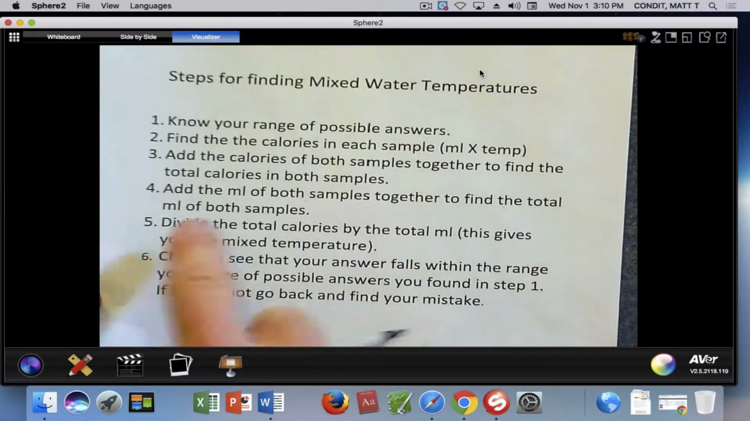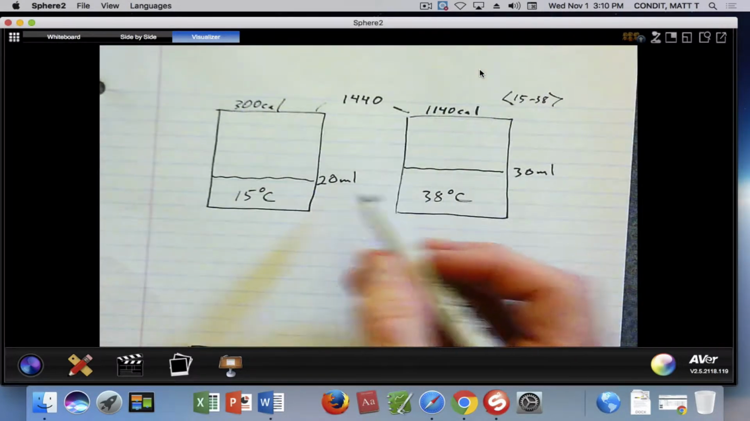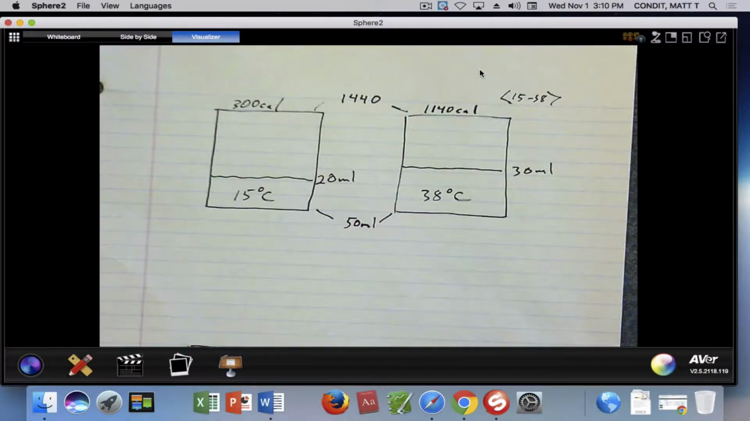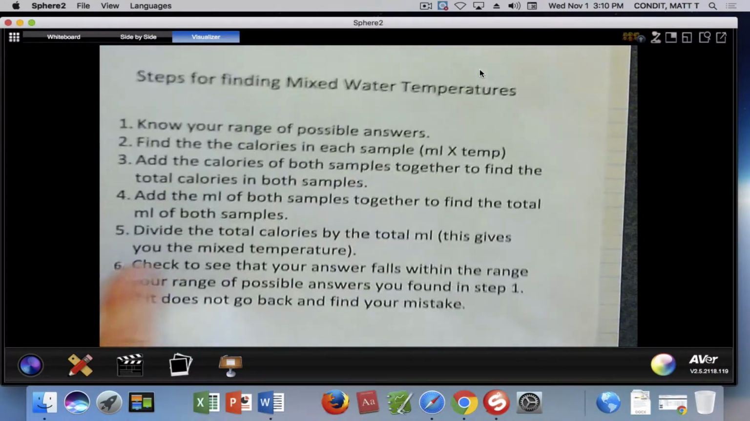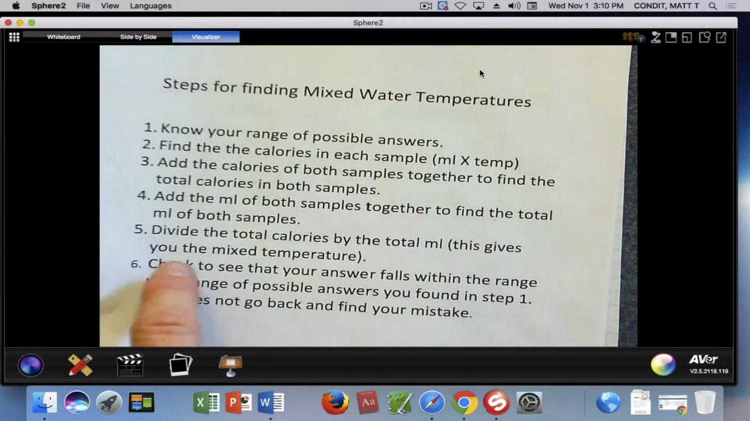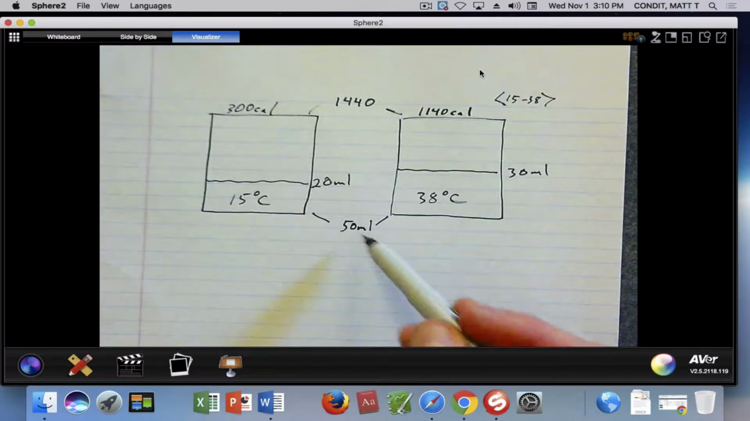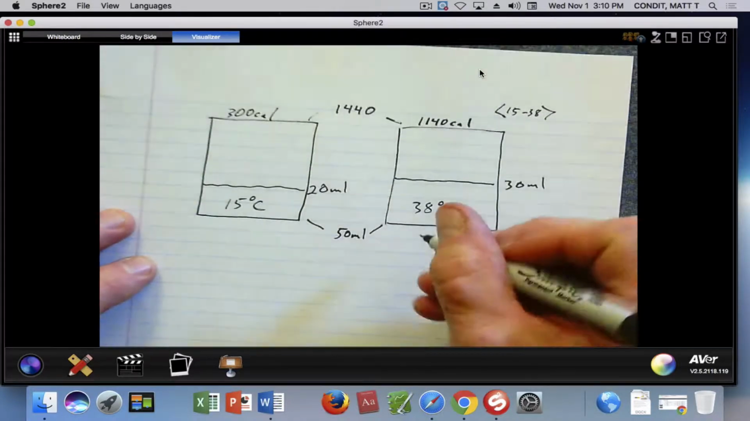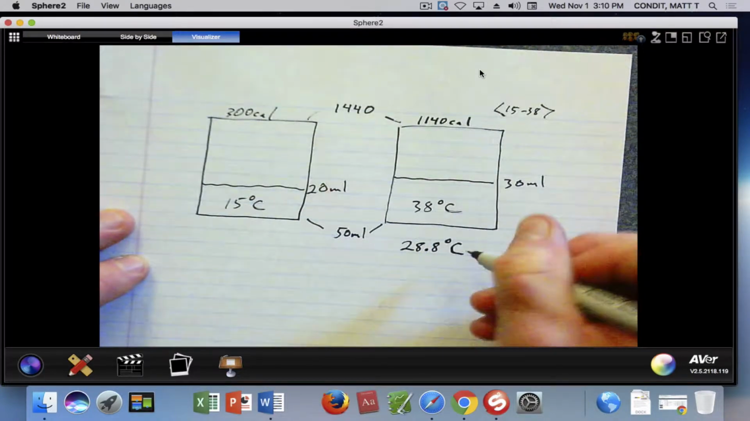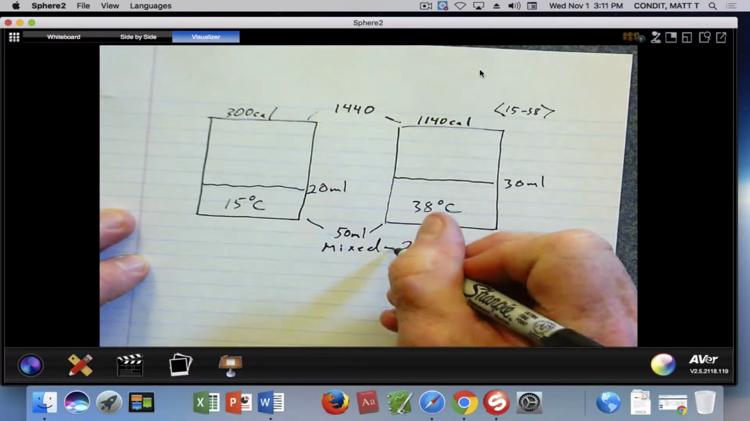The next step is add the milliliters of both together, so we find the total milliliters. So we have 20 milliliters and 30 milliliters. We have a total of 50 milliliters. Now we're actually ready to solve and find our mixed temperature. It says divide the total calories by the total milliliters. This gives you the mixed temperature. Well, if I divide 1,440 by 50, I get an answer of 28.8 degrees Celsius as my mixed number. So I'll just say that is the mixed amount right there.